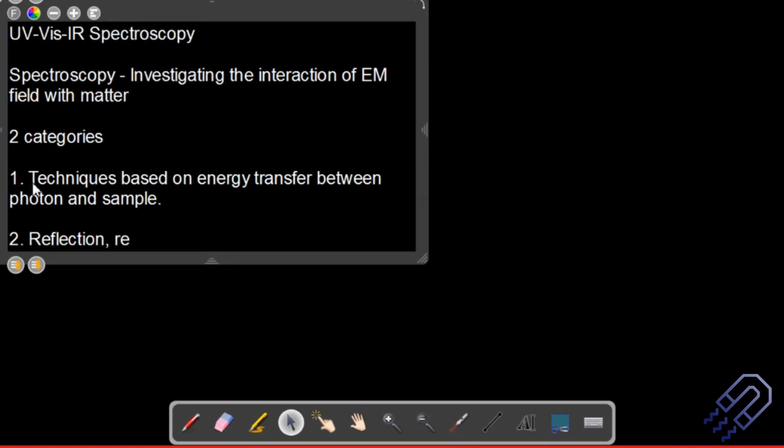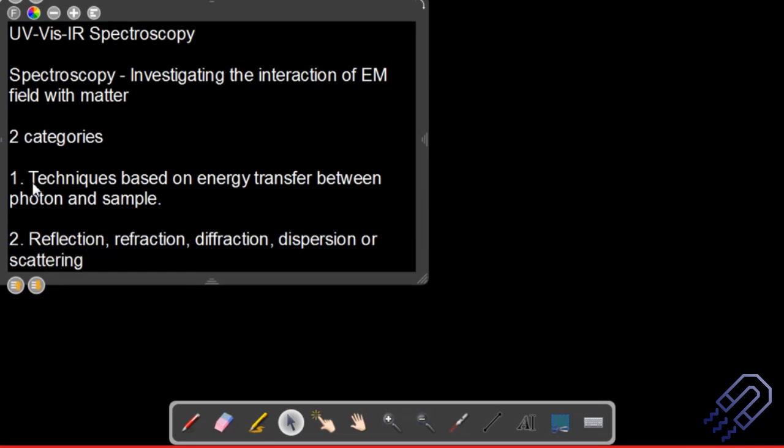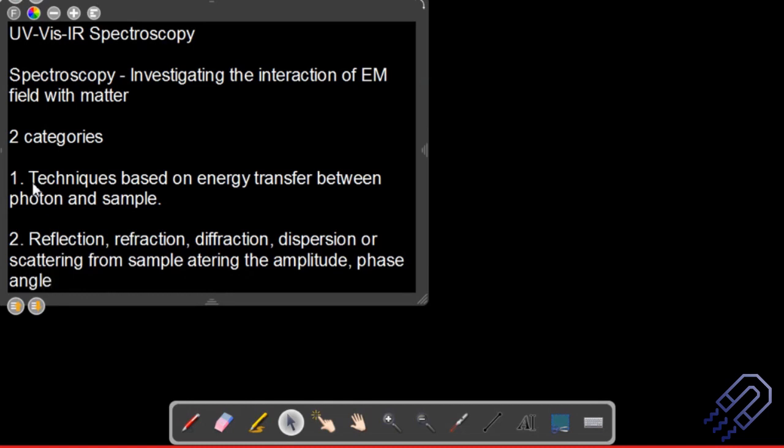Similarly, we talk about reflection, refraction, diffraction, and dispersion, where we see the 7 colors, as in a rainbow, and then scattering. These happen from the sample, and they will alter the amplitude, change the phase angle, and can also create a polarization effect or change the direction of propagation of EM radiation.